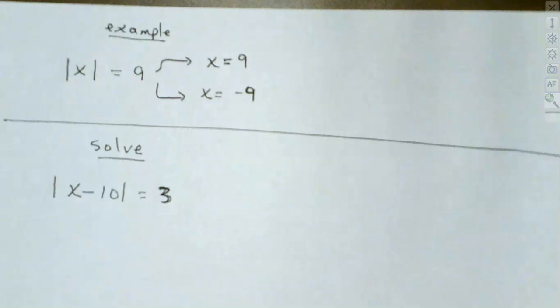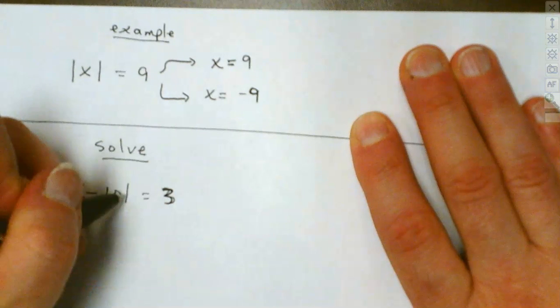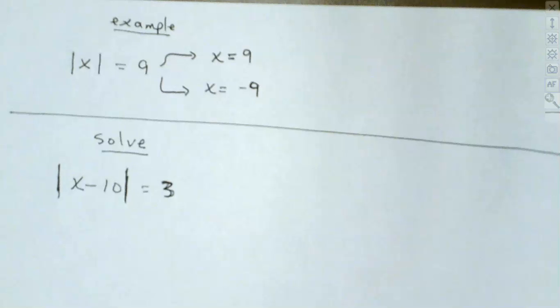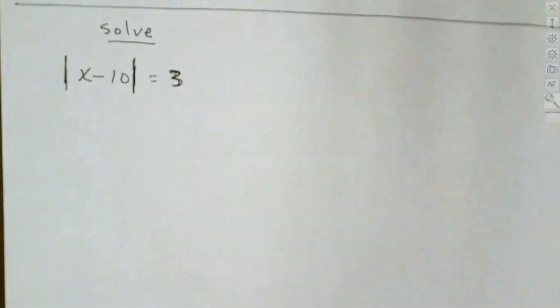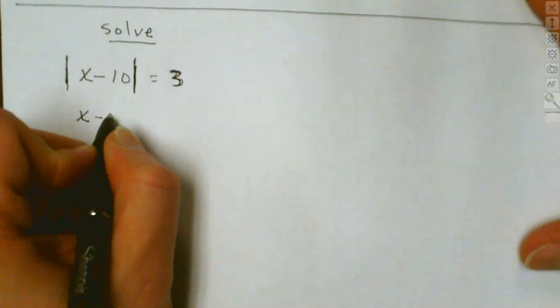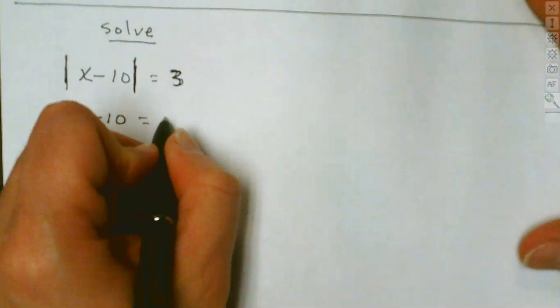So I want you to solve this. The absolute value of x minus 10 equals 3. Well, what would my two equations be? Now, the first equation, all we do is we drop the bars. So equation number 1 is going to be x minus 10 equals 3.